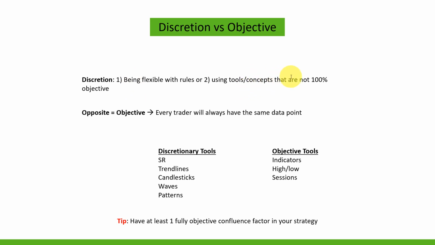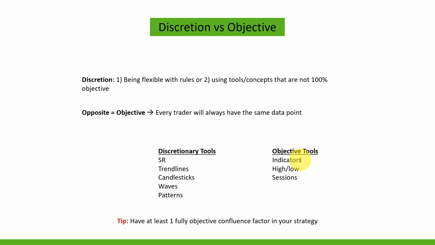And price action and candlesticks also fall into that. Trend lines as well. Waves, how do you count waves? How do you look at the pattern? On the other hand, the opposite is objective. And objective tools are non-negotiable.